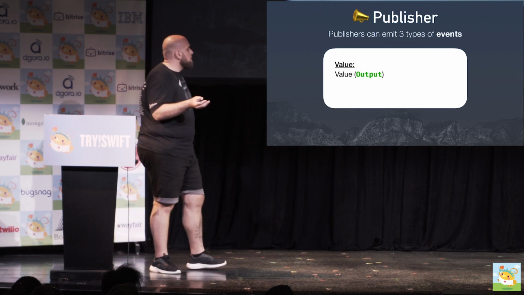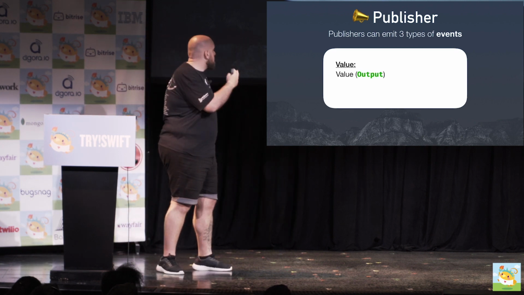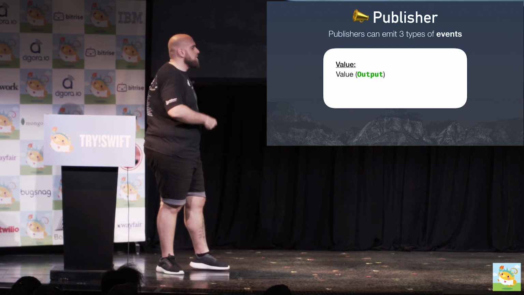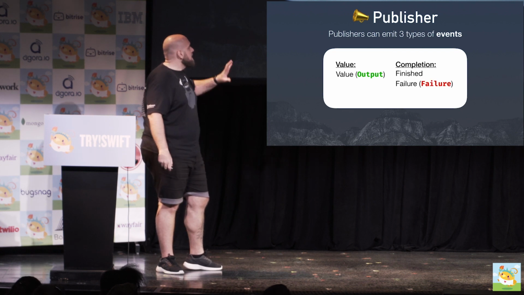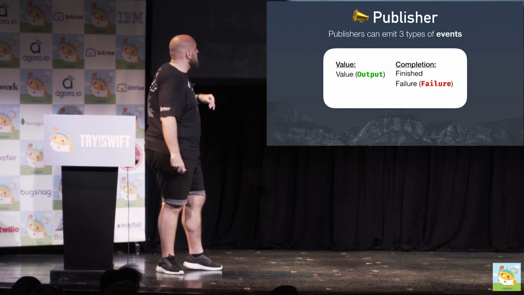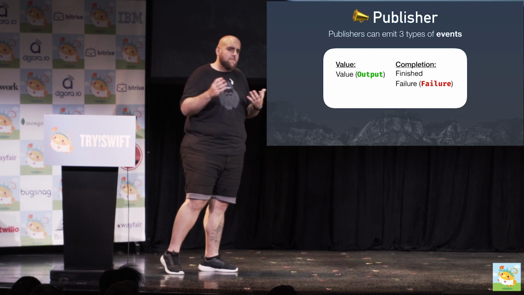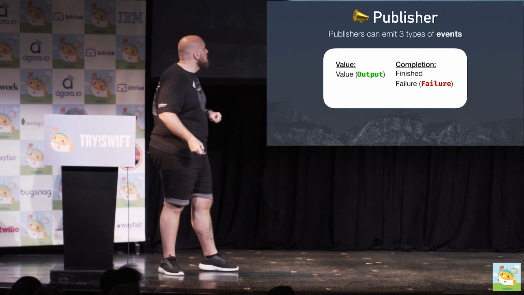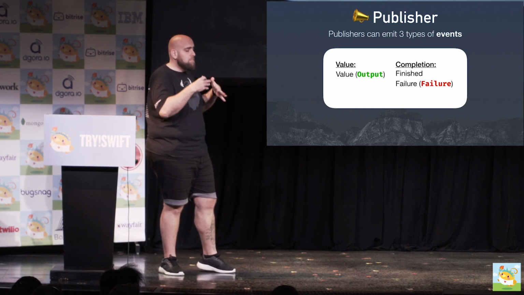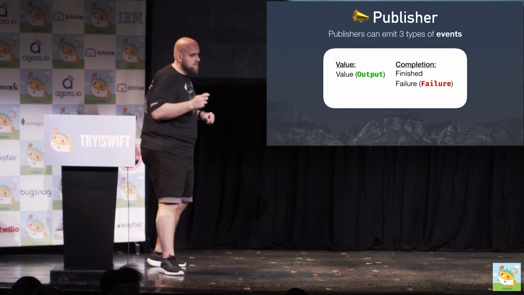It can emit three types of events: a value event, which is again of the generic output type that we defined earlier, as well as either of these two finishing events: either a regular finishing event that says everything finished successfully with no issues, or a failure event that says it completed but something went wrong.